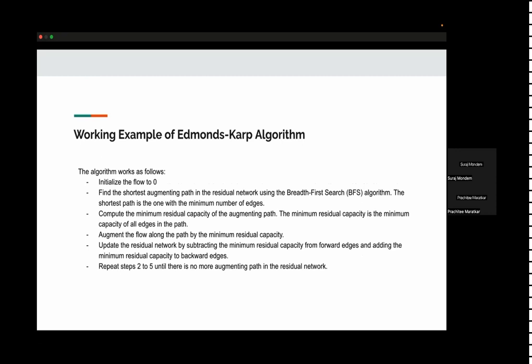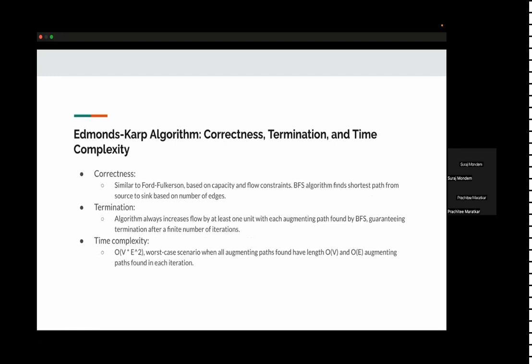Now that we have seen the working example and the source code implementation of this algorithm, let's dive into its correctness, termination, and time complexity. The Edmonds-Karp algorithm's correctness is very similar to Ford-Fulkerson's method, which is based on capacity and flow constraints. However, the Edmonds-Karp correctness is also dependent on the breadth first search algorithm, which always finds the shortest path from the source to sink based on the number of edges.